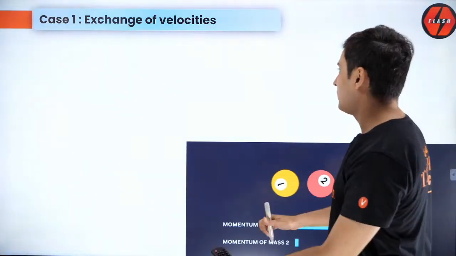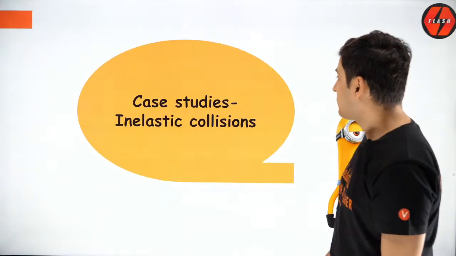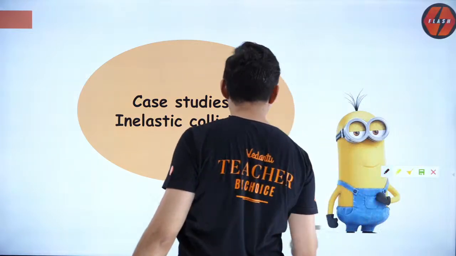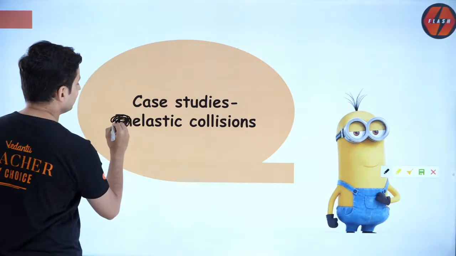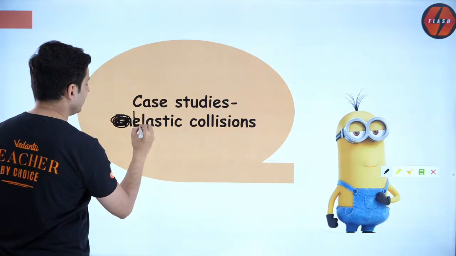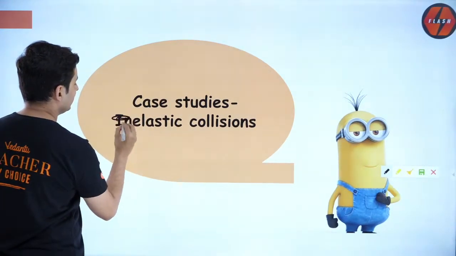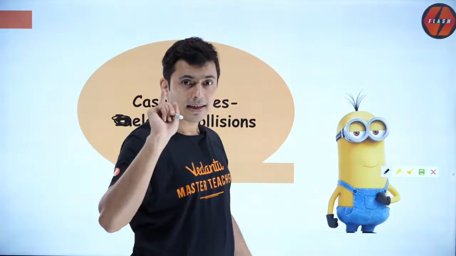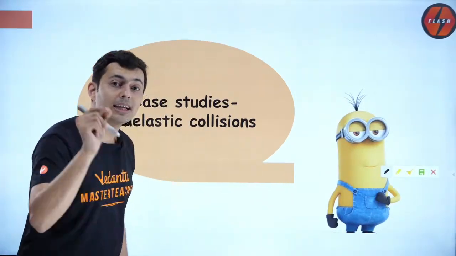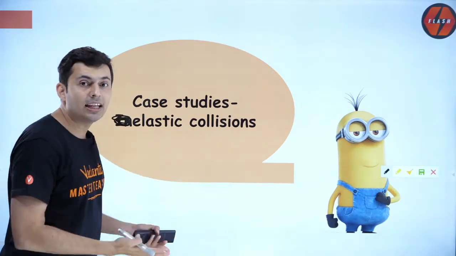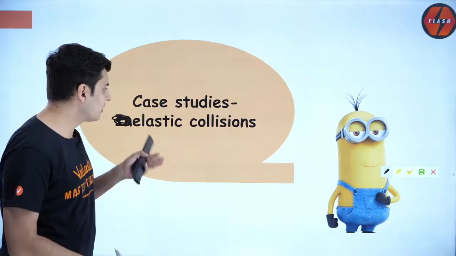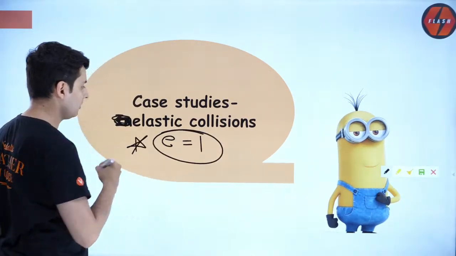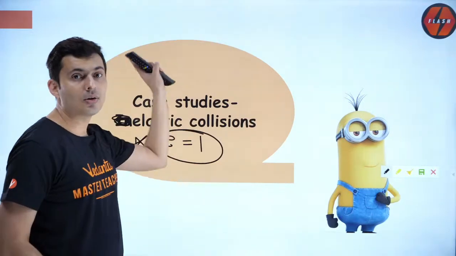First pointer, remember. Sorry, this word was not supposed to be inelastic. I'll cancel this. This was supposed to be only in case of elastic collision. So this word is not there. When you're making notes, please write it down only for elastic collisions, not for inelastic or other. Only when e is equal to 1. This is the most important pointer. Only when this is 1, then you can apply these tricks.